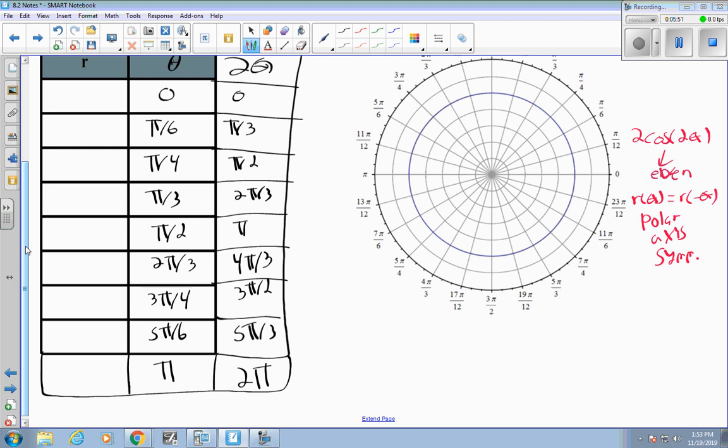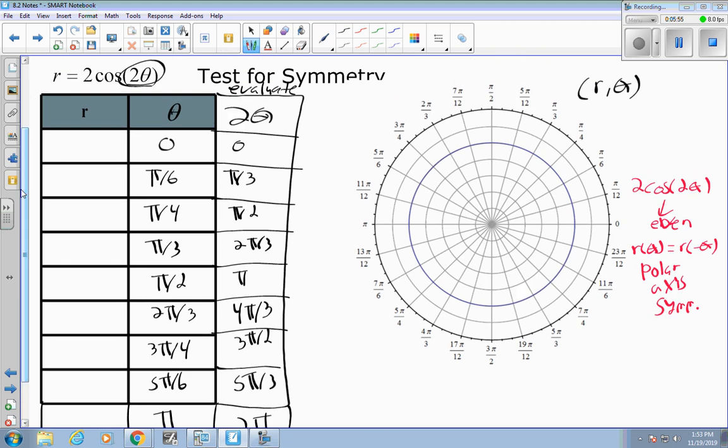So let's plug in this table here. If I plug in 0 for 2 theta, not theta, what's the r value? 2, right? So if I plug in pi over 3, cosine of pi over 3 is times 2. That's all you need. You need 2 points. Once you have 2 points, the rest of it should just be symmetric.